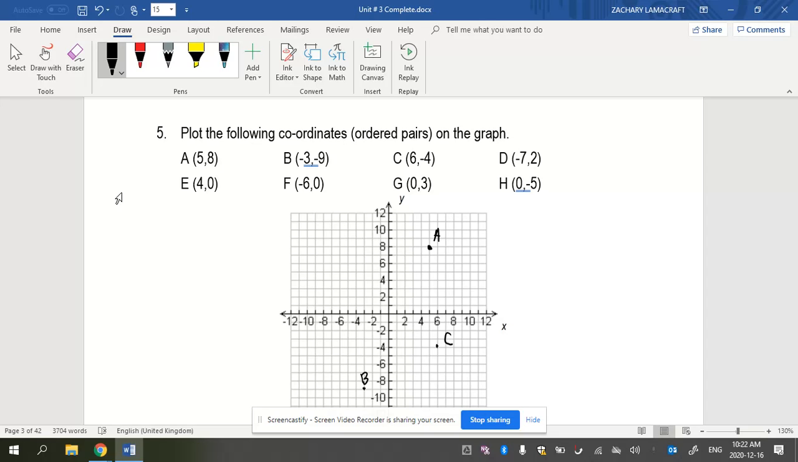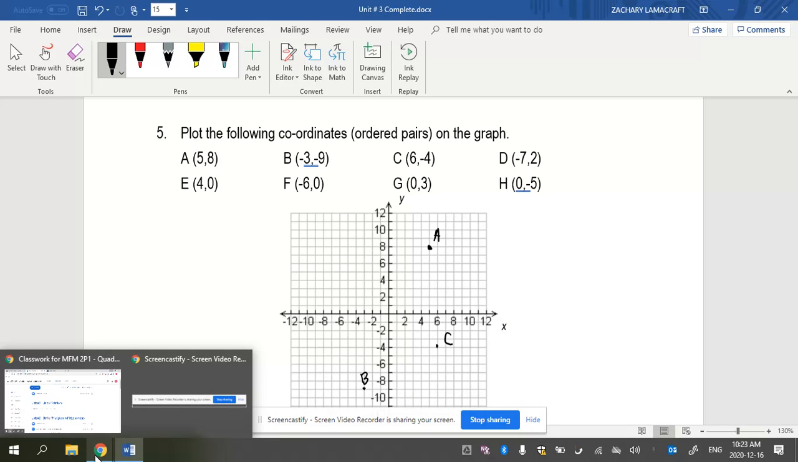Okay, so I'll leave you guys to the assigned work for the next little bit, and then we'll carry on once I think you guys have kind of got a grasp of it.